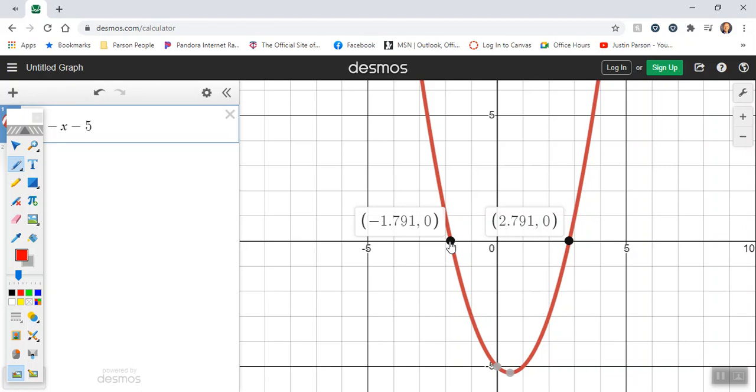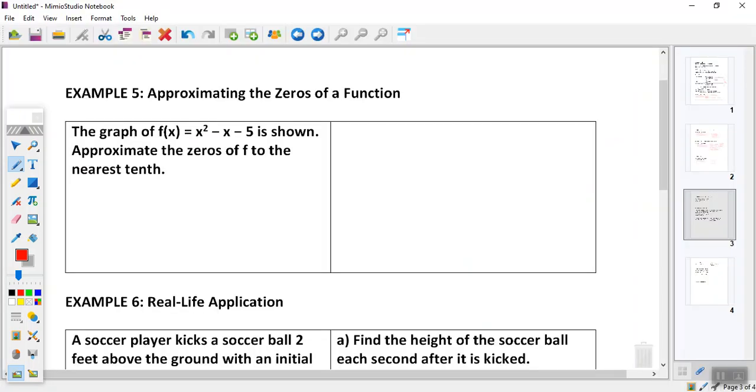All right, well, solution. What were they again, kids? Negative 1.8. Very good.